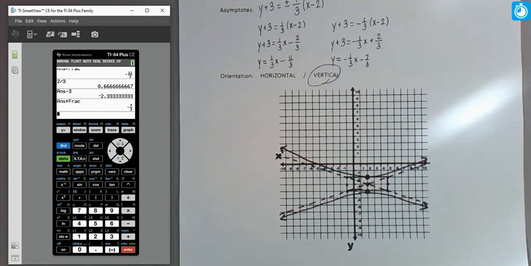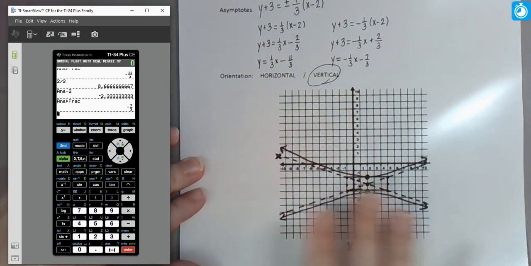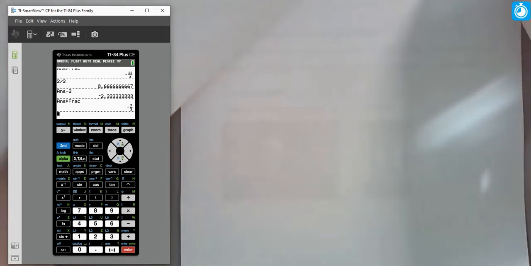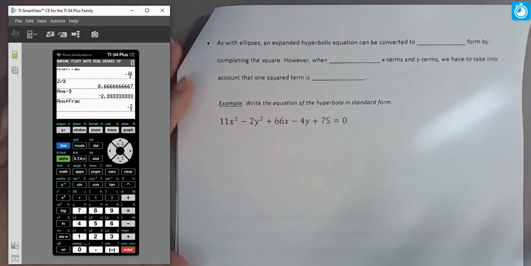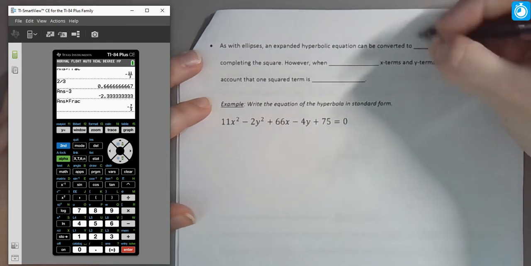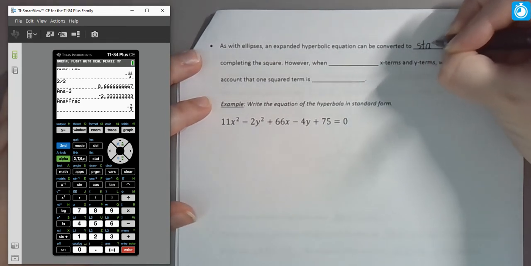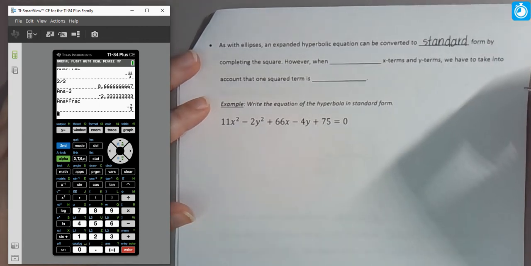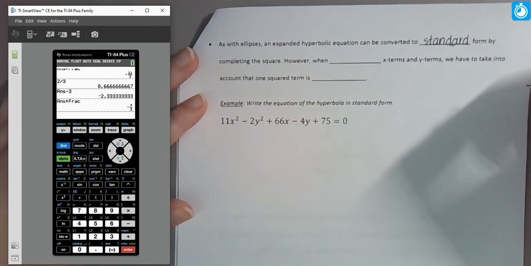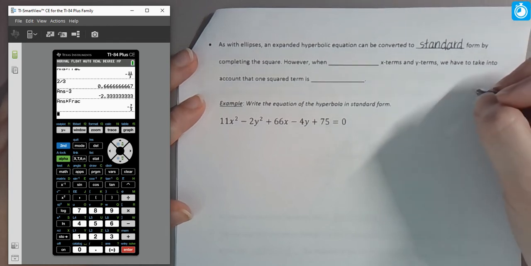Okay, so let's look at one final example similar to this one, not from the standpoint of graphing, but we also investigated another issue when we talked about ellipses. What happens when we have an equation that technically represents an ellipse but doesn't look like it? So as with ellipses, an expanded hyperbolic equation, one that's not in standard form, can be converted to standard form by completing the square. Okay, so how would we even know we're looking at an equation that represents a hyperbola?